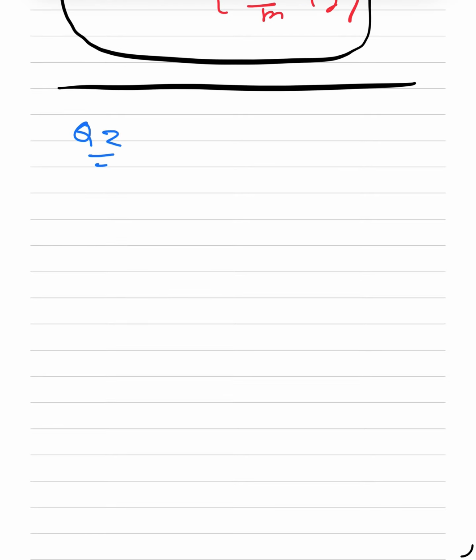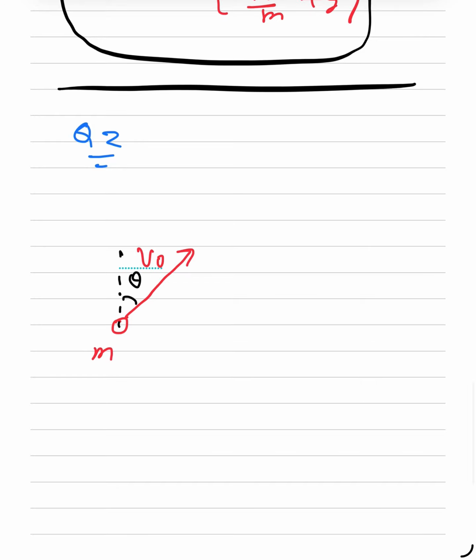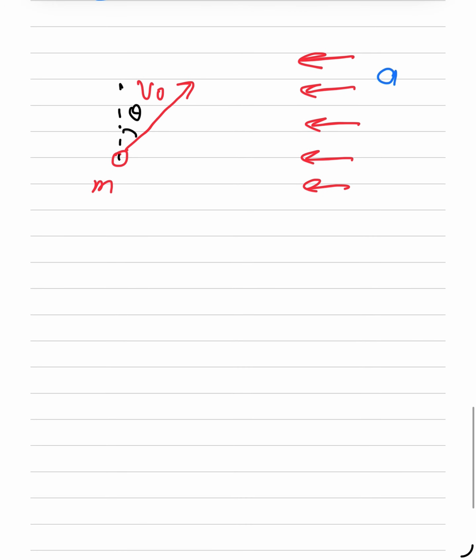Suppose that this is a ball of mass m, projected with velocity v naught at angle theta from the vertical direction, and wind flows along the negative x direction with acceleration a. In this situation, we can calculate the flight time, range, and height of projection according to the given diagram.